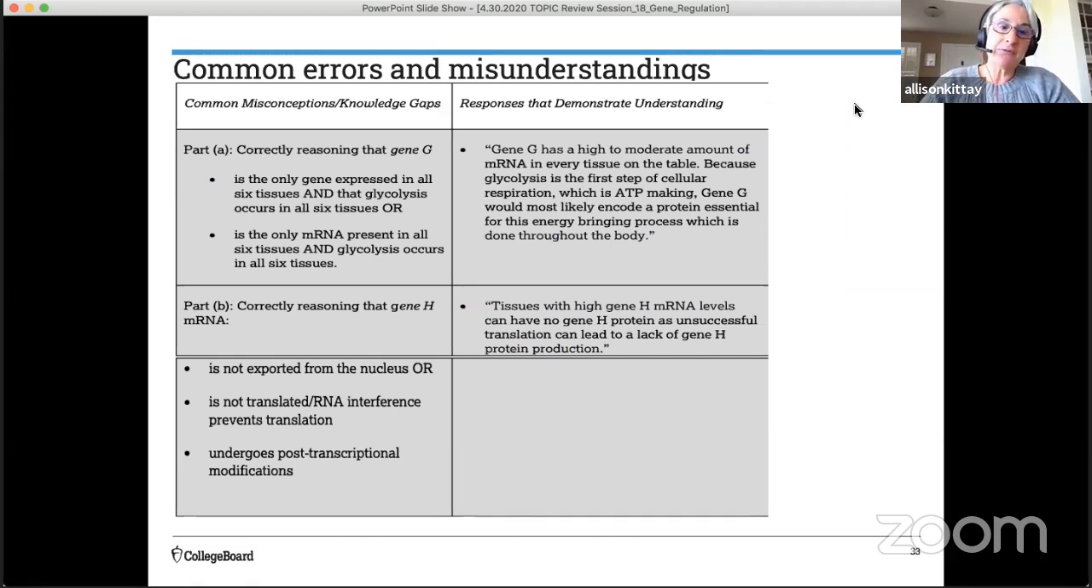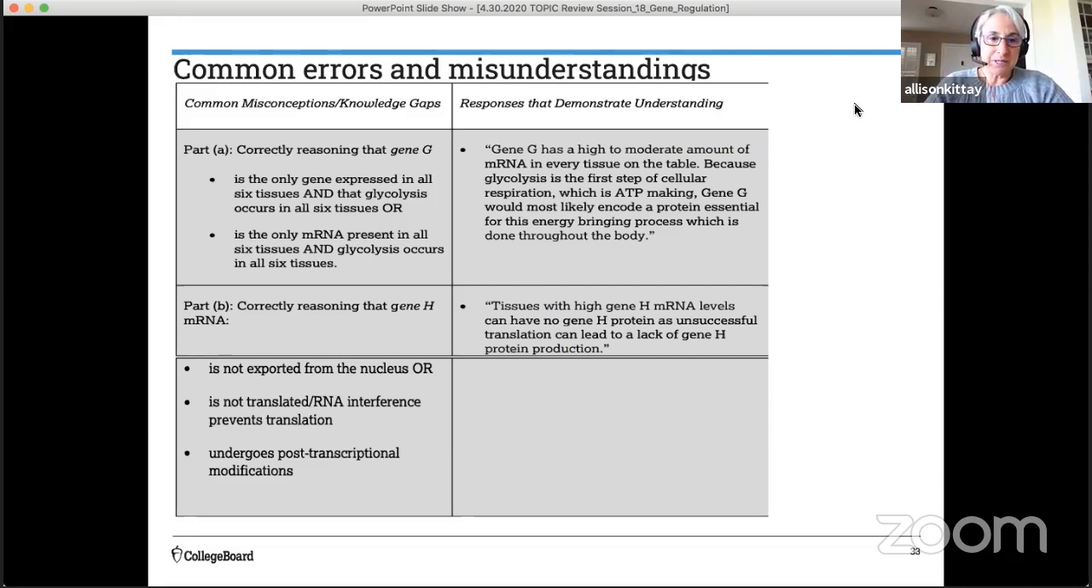A lot of students had a difficult time correctly identifying gene G, and also not understanding that gene G is the only one that was expressed in all 6 tissues and that glycolysis occurs in all 6 tissues. So making that connection was crucial. So a response that demonstrates understanding of that is that gene G has a high to moderate amount of mRNA in every tissue on the table. Because glycolysis is the first step of cellular respiration, which is ATP making, gene G would most likely encode a protein essential for this energy-bringing process, which is done throughout the body. So making that connection between gene expression and its function.